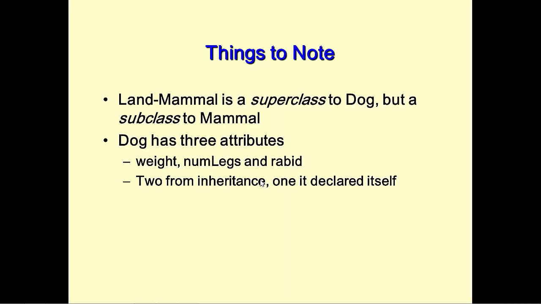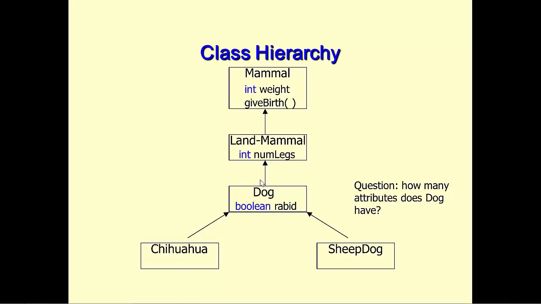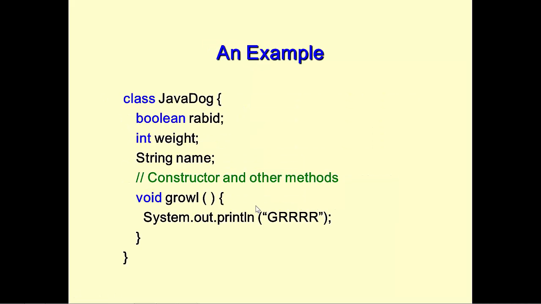And notice also that the dog does have 3 attributes, weight, num legs, and rabid, and we've inherited all of those things all the way up through the hierarchy, all the way from mammal to land mammal down here to dog. So here's an example of what we're talking about. We have a class Java dog here that we've seen a couple of different times. Notice that we have 3 different attributes, Boolean rabid, int weight, and string name, and you can assume that there are other methods there like your accessors and modifiers and constructor. And then also notice that we have this growl method that we've included that prints out grr to the screen.